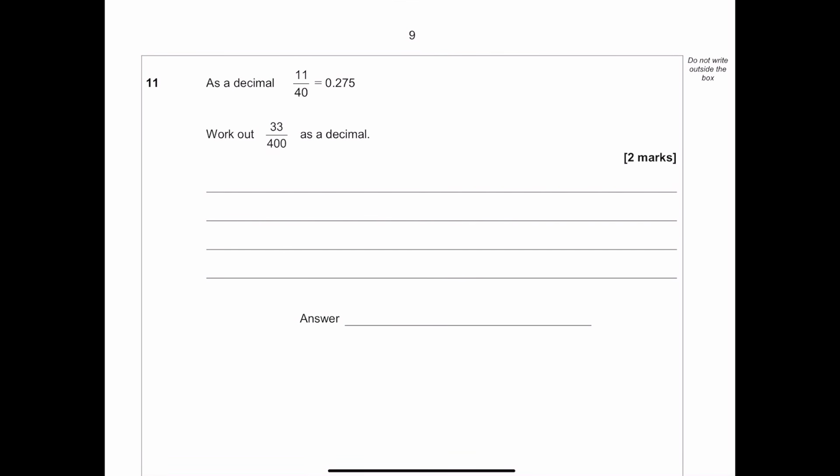As a decimal, 11 over 40 equals 0.275. Work out 33 over 400 as a decimal based off this. Well, using this, if we do 11 over 400, that's just going to make it 10 times smaller. So it's going to be 0.0275. And then 33 over 400 is going to be 3 times that.